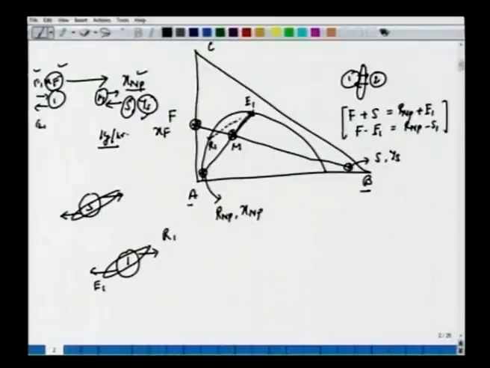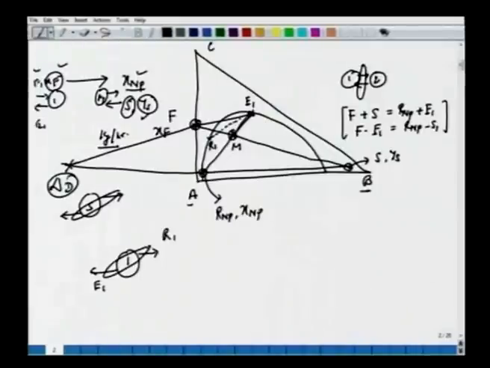So if we extend these two lines, F and E1, and we extend this line here, then they will intersect at a point, we call it delta D, the difference point. Between any two stages in continuous counter-current stages, we have this difference point. Once we know this difference point, we can proceed further.